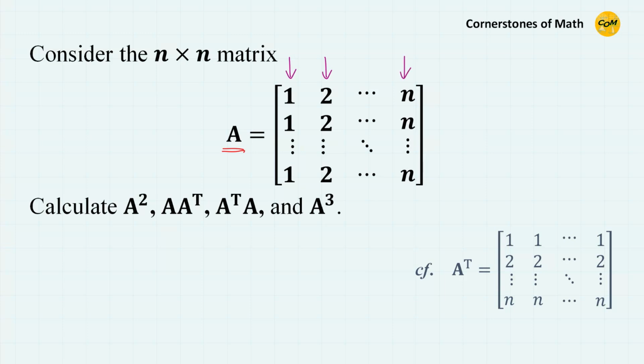With this matrix, calculate A squared, A times A transpose, where A transpose is the matrix obtained by switching its row and column indices, A transpose times A, because matrix multiplication is not commutative, hence it may differ from the previous one, and A cubed. Alright, let's do this.